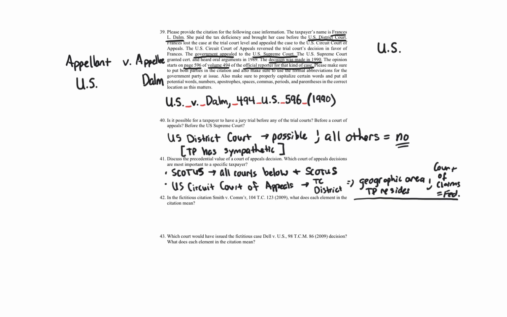So the question is, discuss the precedential value of Court of Appeals decisions. Which Court of Appeals decisions are most important to a specific taxpayer? If you're looking at the tax court or district court, then you focus on the geographic area where the taxpayer resides to find the U.S. Circuit Court of Appeals that applies, right? Again, at the time of this video, there are 11 numbered geographic circuits. There's also the D.C. circuit. And then if it starts in the U.S. Court of Claims, then it's the federal circuit.